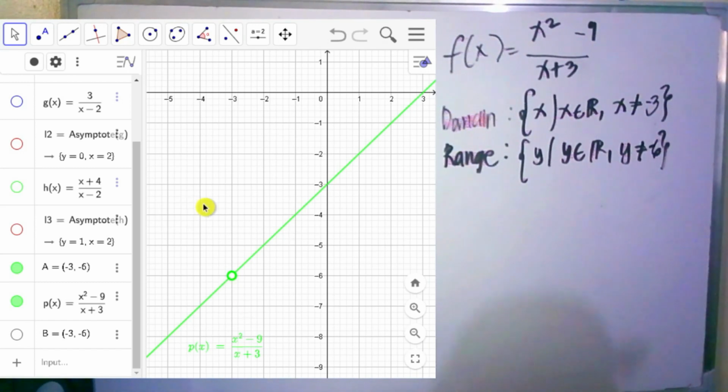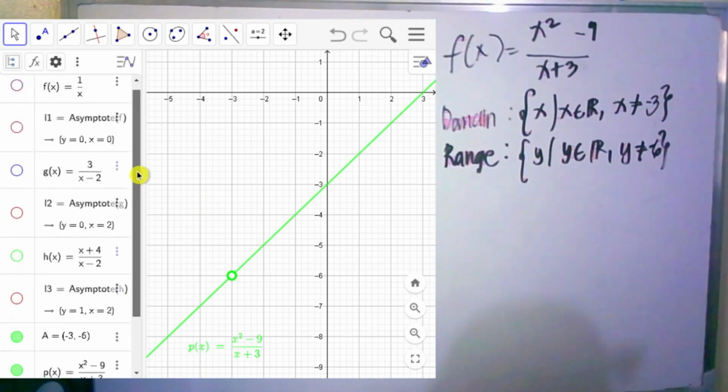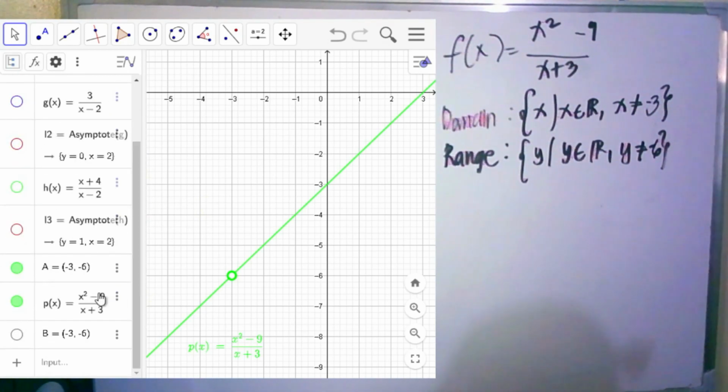So that's all about rational functions. Do you have questions? Questions? Wala siguro.